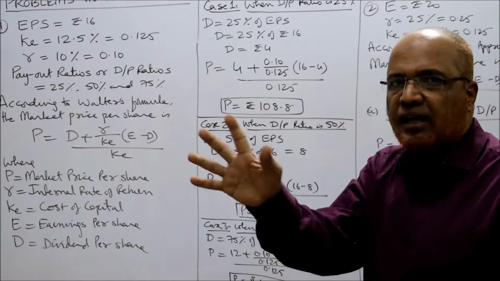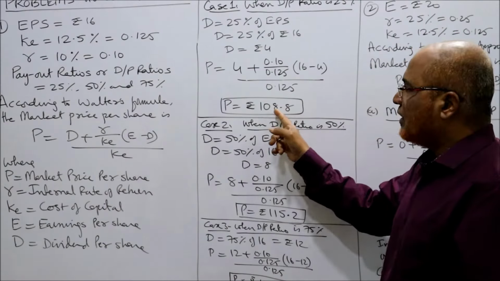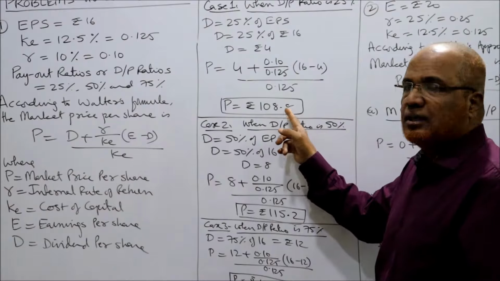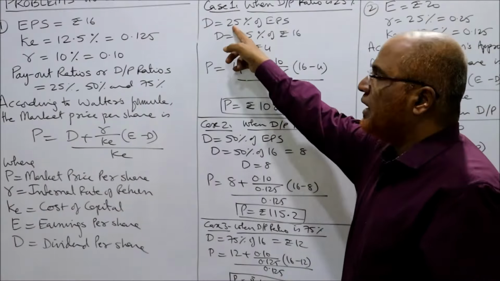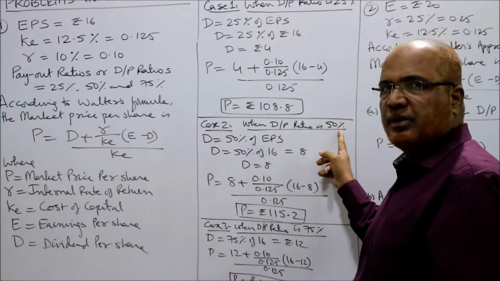In one step, we can get the complete answer by following my procedure. So we got 108.8 is the market price. ये market price कब आ रहा? When DP ratio is 25%. Second case when DP ratio is 50%.